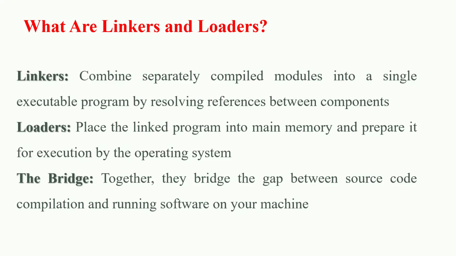So we can think of it like this. The compiler translates your code into machine instructions. The linker connects all parts of the program together, and the loader moves the program into memory and starts the execution. They work together like a production team. The compiler writes the story, the linker connects the chapters, and the loader turns the pages for the CPU to read.